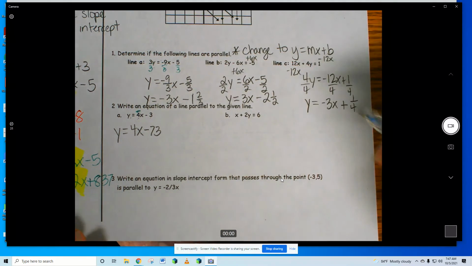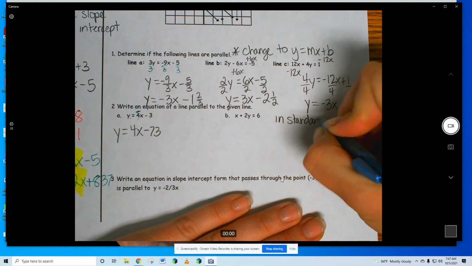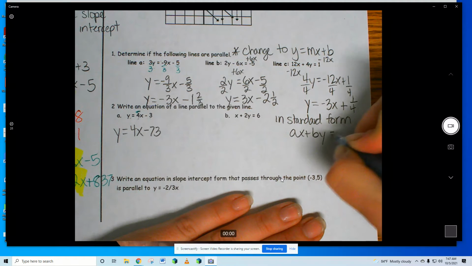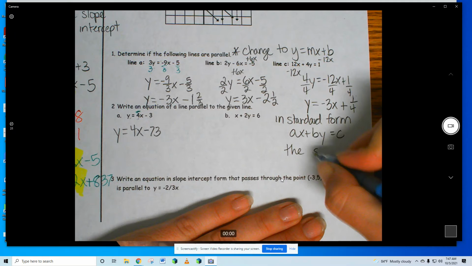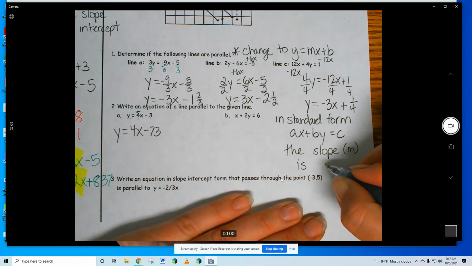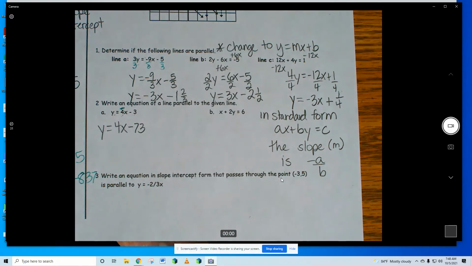All right, B. Let me tell you something about the slope. In standard form, ax plus by equals c, the slope, the m, is the negative a divided by the b. That's what the slope is if you want a shortcut. You have the opposite sign of the a, and then the denominator is the b. But it has to be in ax plus by equals c. It has to be in standard form.